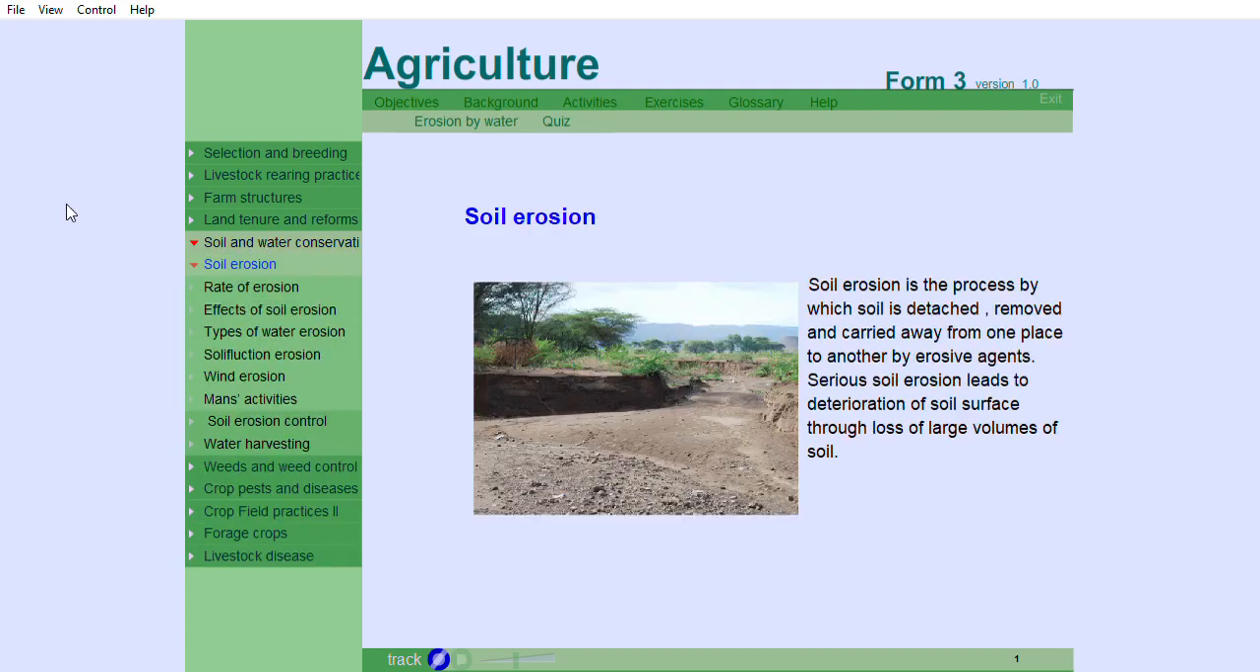Soil erosion. Soil erosion is the process by which soil is detached, removed, and carried away from one place to another by erosive agents. Serious soil erosion leads to deterioration of soil surface through loss of large volumes of soil.